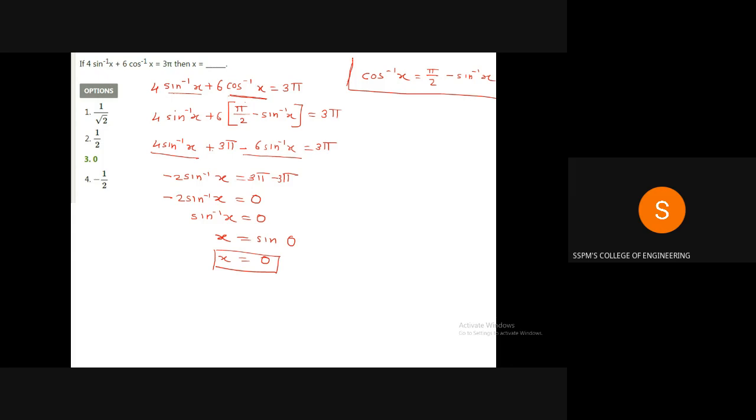So we just needed this substitution to change this cos inverse to sine inverse, so both the terms become similar. So we can add or subtract them. You have to remember this formula to solve such questions. Now, next question.